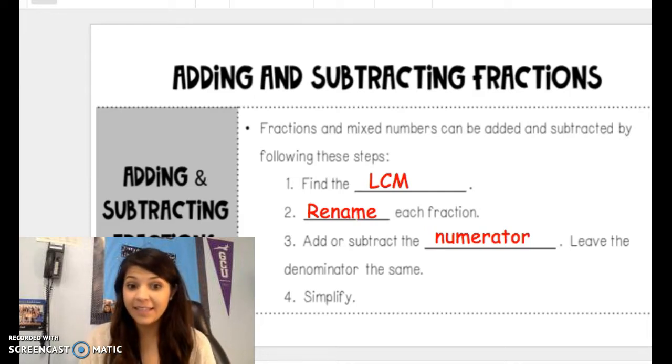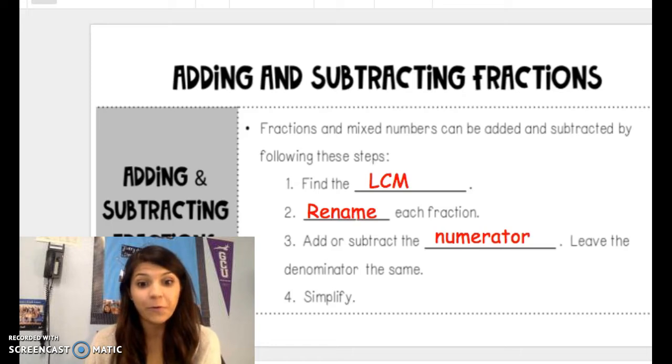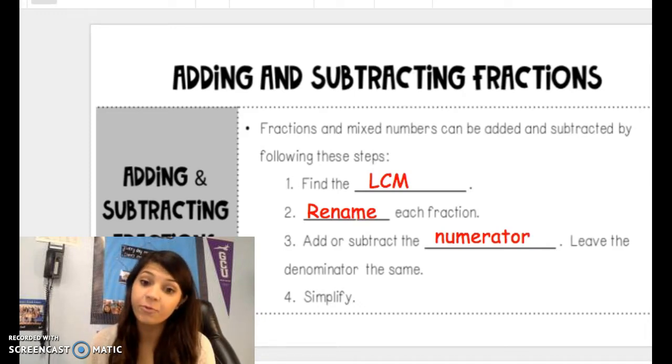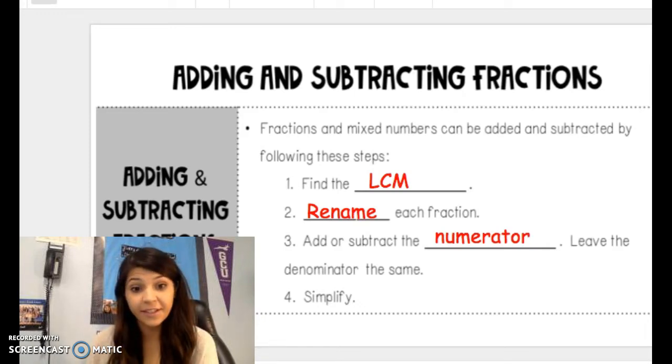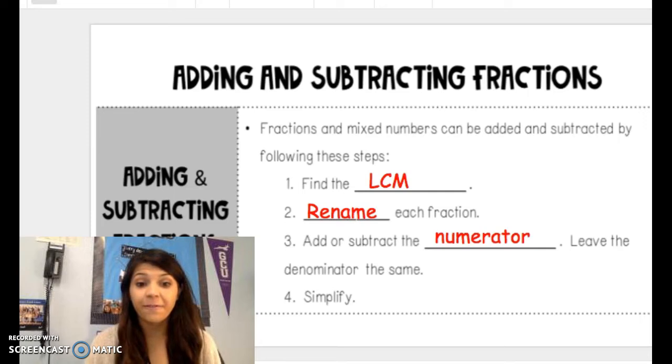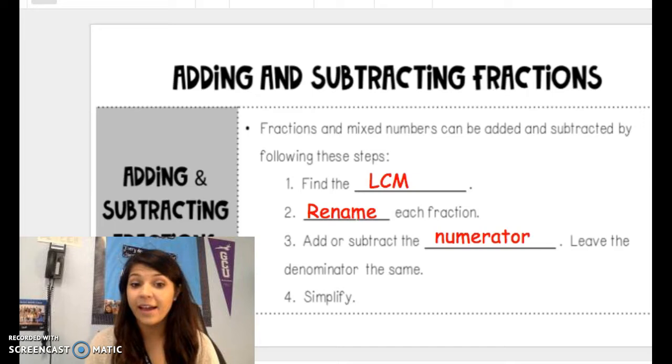Parents, if you don't know what that means, I will go over that in just a moment, but the kids should know what that means because we've been going over it for a couple weeks now. The second thing is we must rename each fraction. The third rule is that we add and subtract the numerator, leaving the denominator the same. And our final step is to simplify. If those rules don't make any sense to you right now, that's okay. I will go over that in just one moment as I show you an example to go with it.